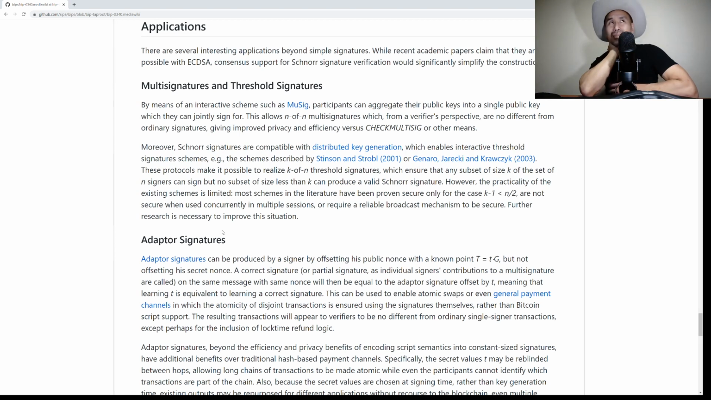So there is a k-of-n MuSig Schnorr multi-sig scheme. They're just not ready yet. So that's something to think about with threshold signatures.